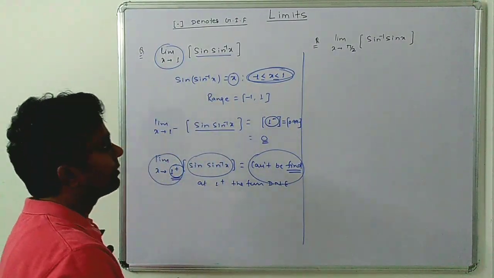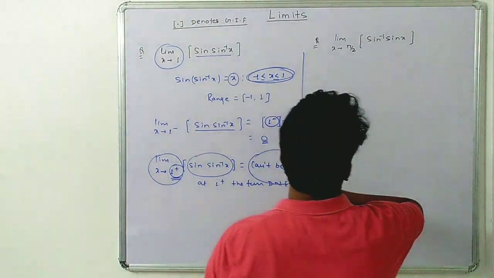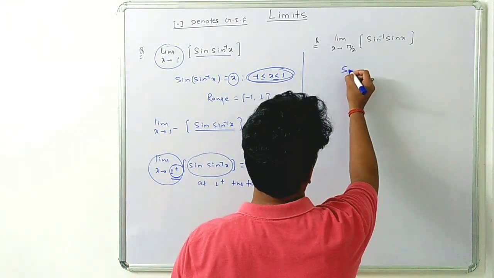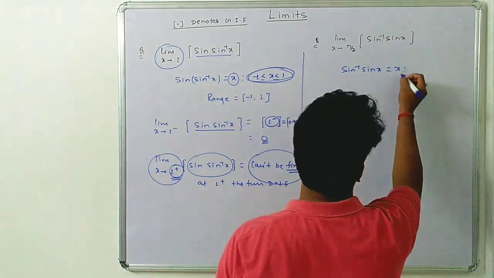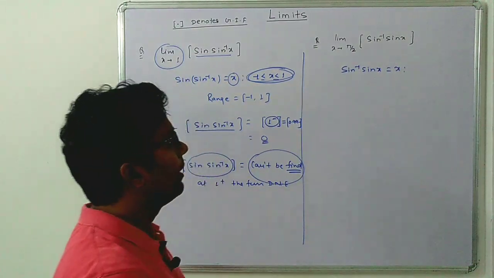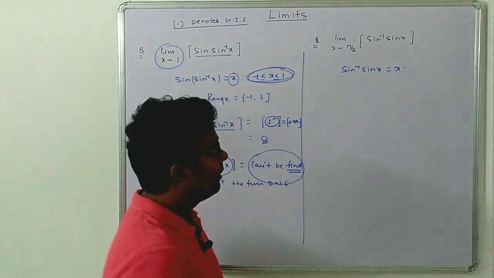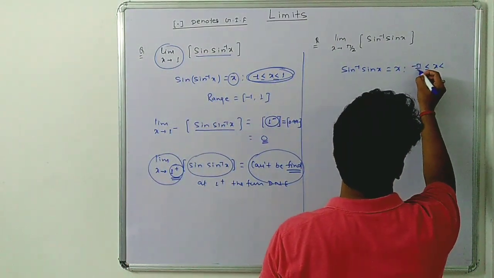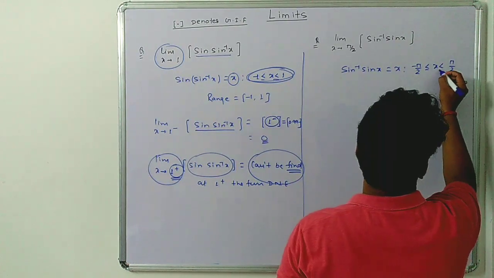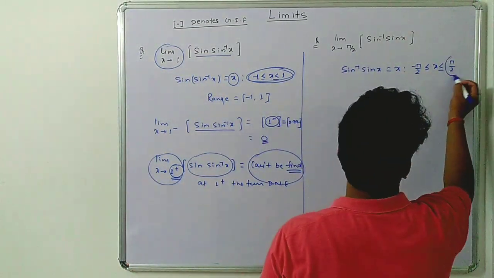Next question is limit x tends to pi by 2 of the greatest integer of sine inverse of sine x. Again we have to define it, since sine inverse of sine x is equal to x. Again, in inverse trigonometric functions we have studied this, right? Sine inverse of sine x is equal to x, but here x is from minus pi by 2 to plus pi by 2. At which value we have to check the limit? It is at pi by 2, right?